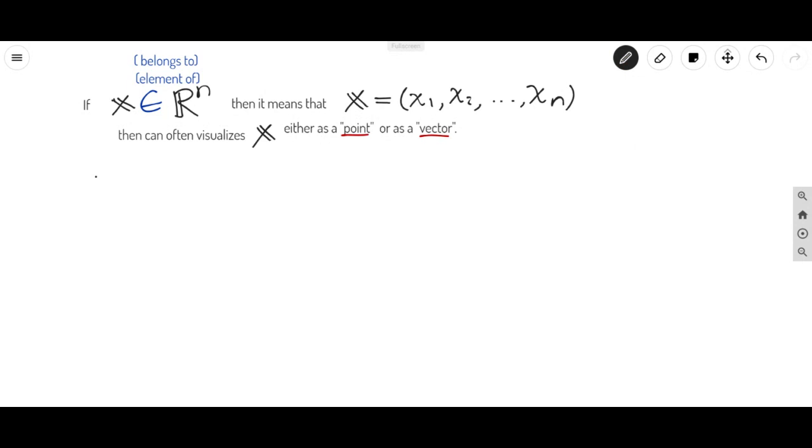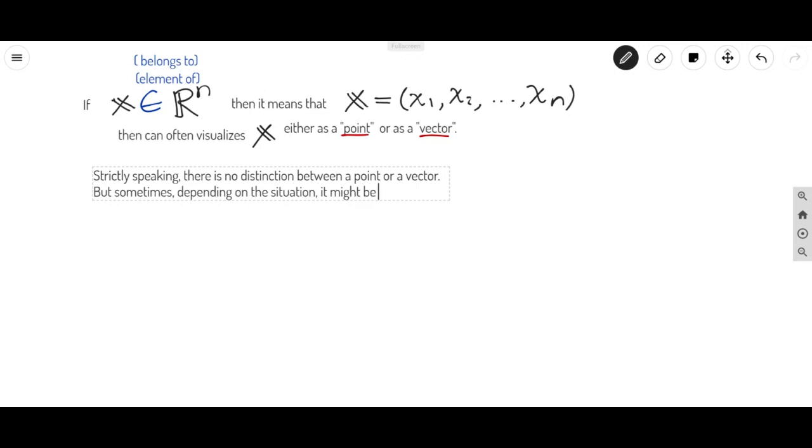So what we need to understand is that, strictly speaking, there is no distinction between a point or a vector. But sometimes, depending on the situation, it might be more helpful to visualize bold X.